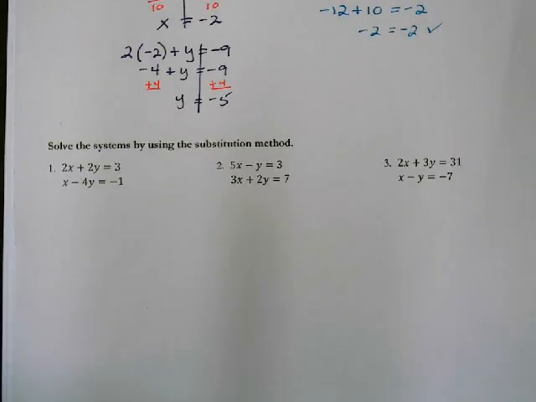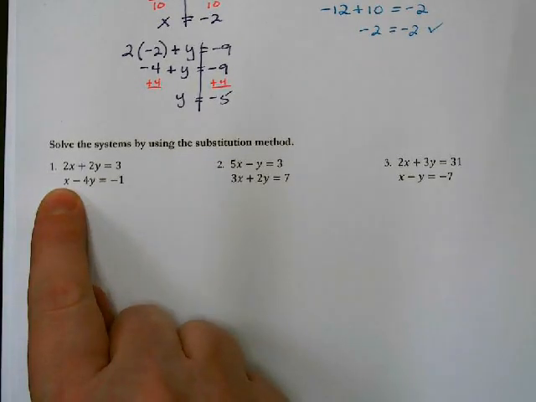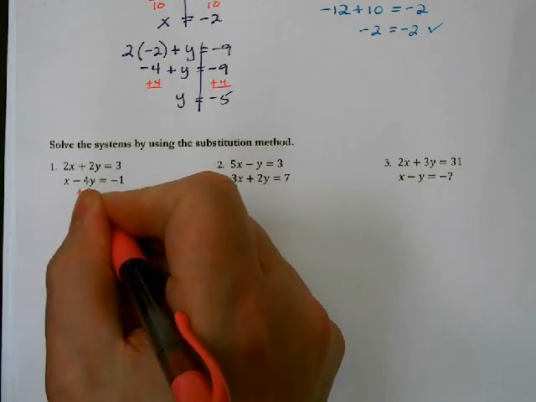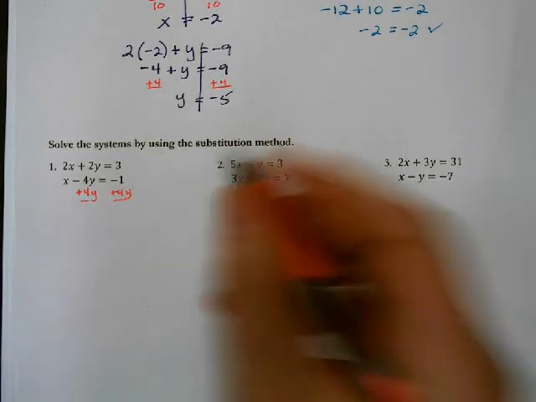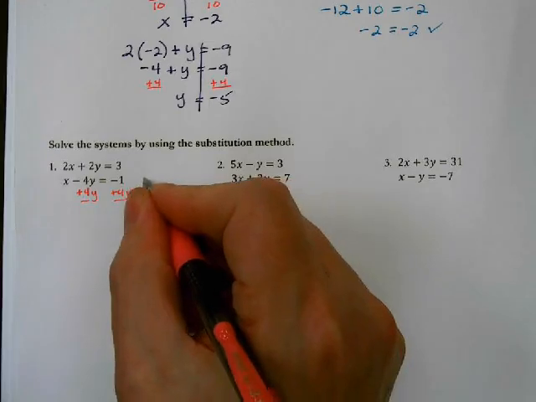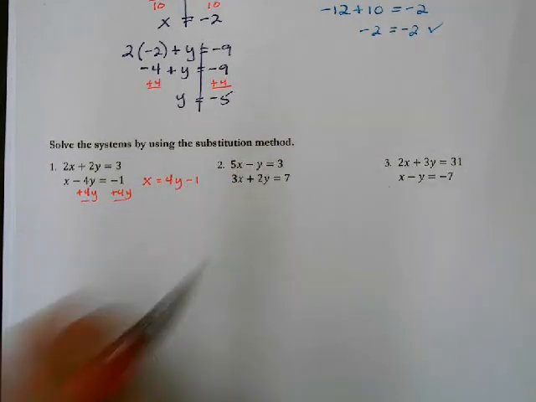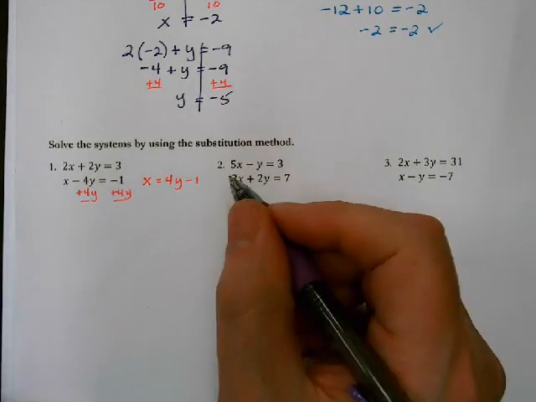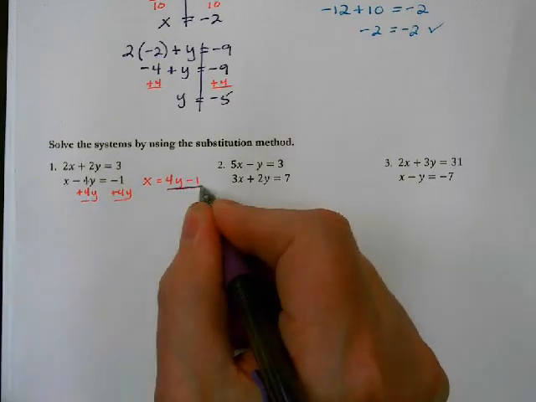Here we go. All right, so on this one, I think that x is the easiest one to get by itself because it has no coefficient with it. So step 1, I'm going to add 4y to both sides. And that gives me the new equation, x equals 4y minus 1. All right, I am ready to substitute. So I'm on step 2. Step 1, I've isolated. Step 2, I substitute into the other equation.